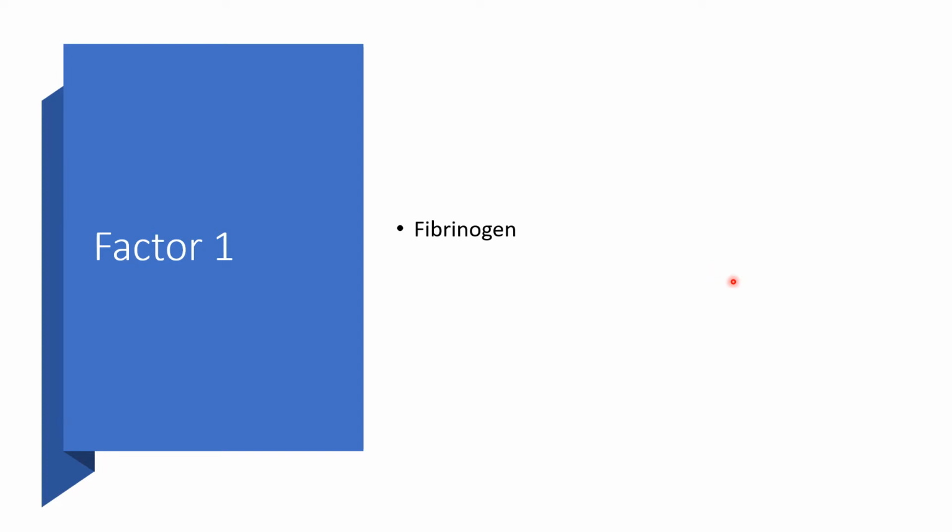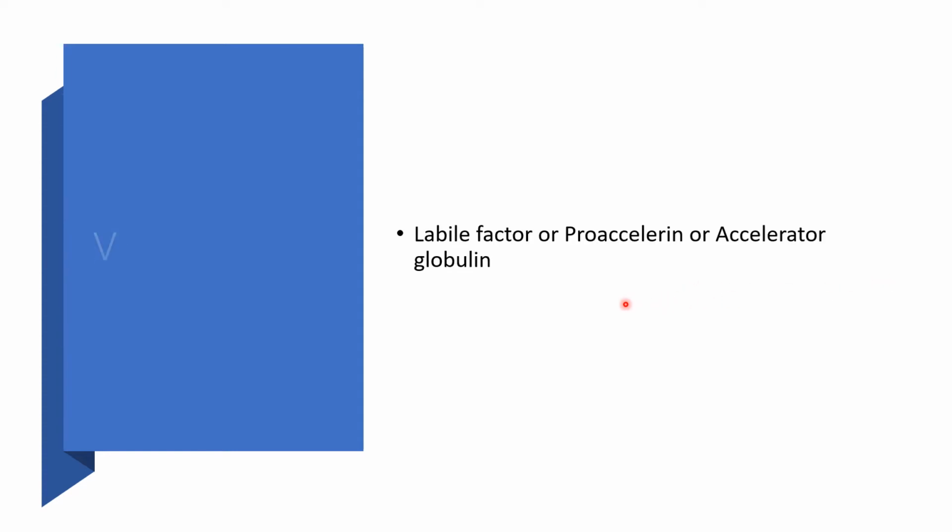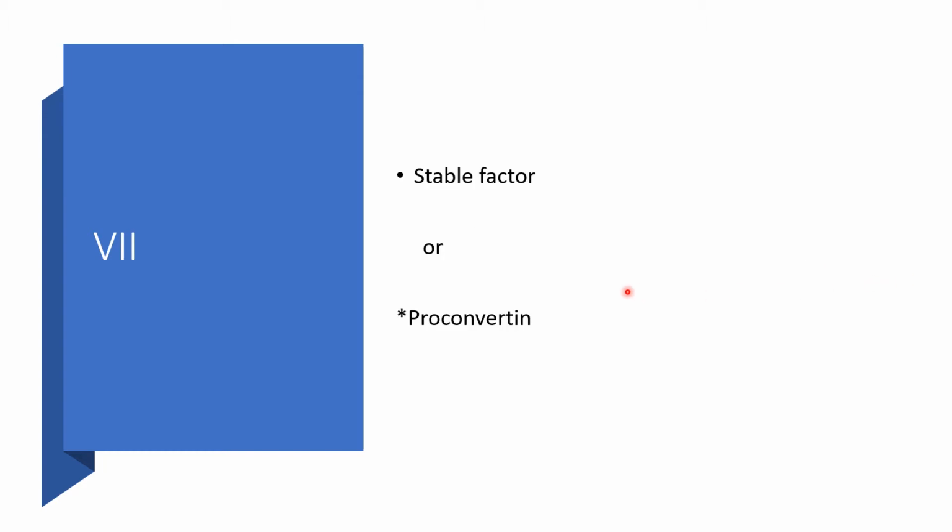Factor 1 is fibrinogen. Factor 2 is prothrombin. Factor 3 is tissue factor or thromboplastin. Factor 4 is calcium ion. Factor 5 is liver factor or proaccelerin or accelerator globulin. There is no factor 6, but we have factor 7, that is stable factor or proconvertin.